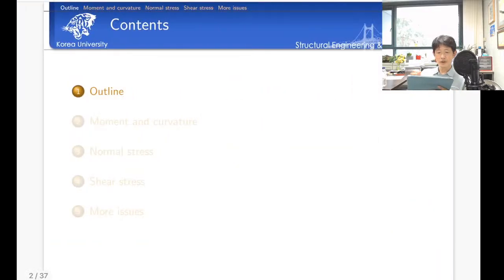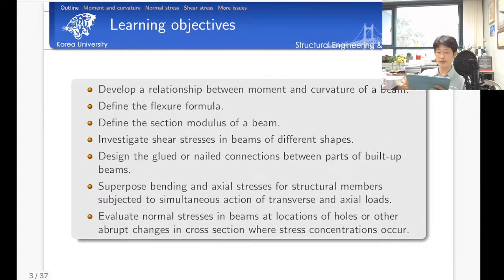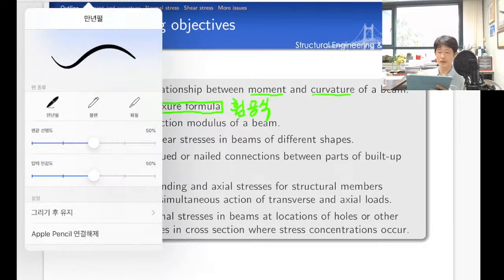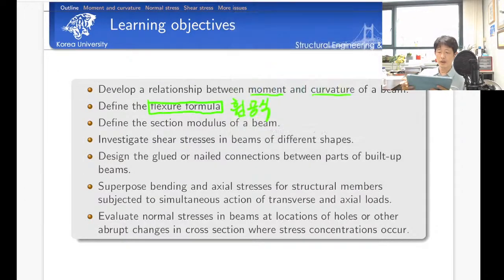Sorry. So here's the outline for today's lecture. We'd like to develop a relation between the moment and the curvature. And then from this relation, we'd like to define the so-called flexure formula, in 우리말 휨 공식. Okay, 휨 공식. Let's change the color to a different one, the blue one. And then we want to define the so-called section modulus. The section modulus in 우리말 is called 단면 계수.